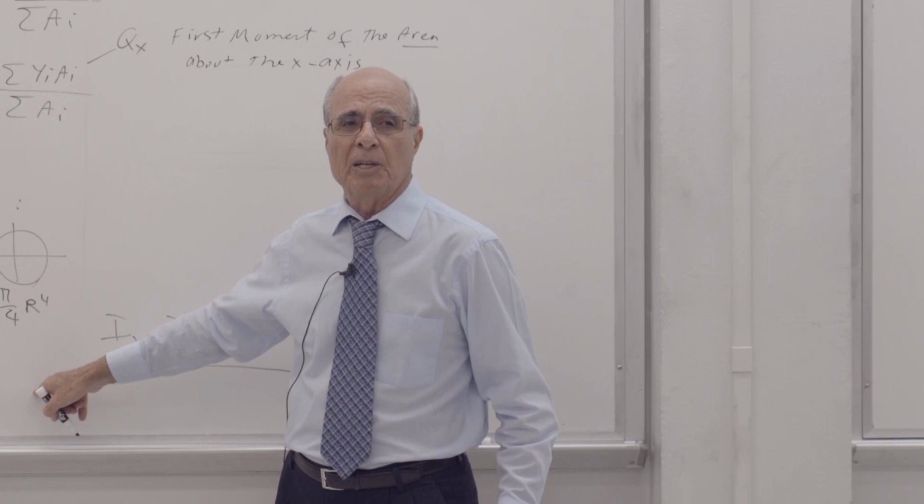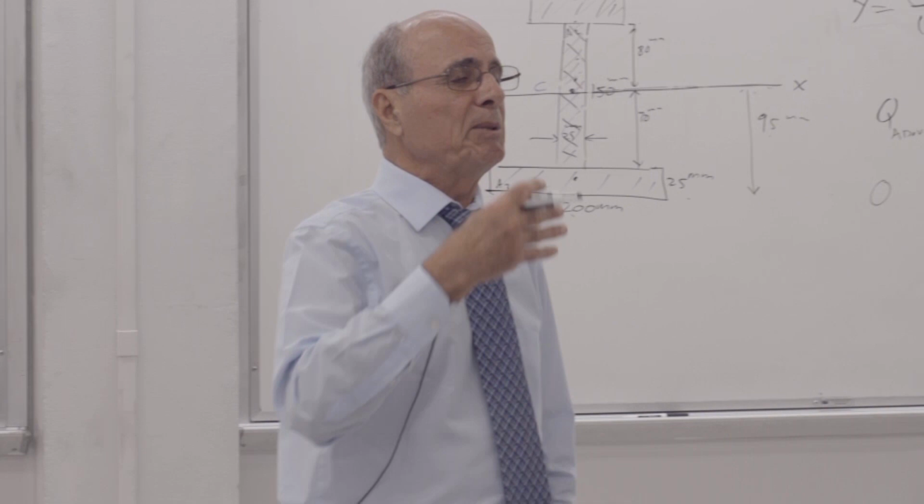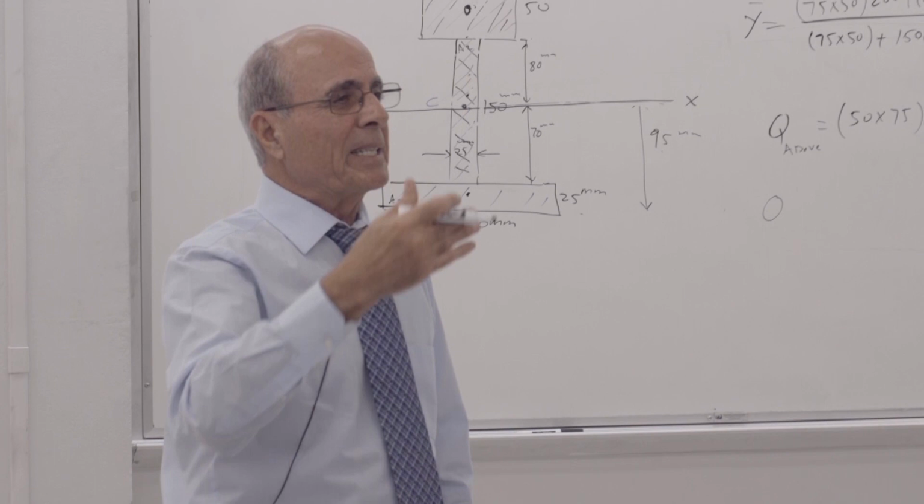You have to multiply it by another distance. Therefore, it becomes to the power of 4. So it goes from A to Q. Remember that. A, Q, I is that in that respect.